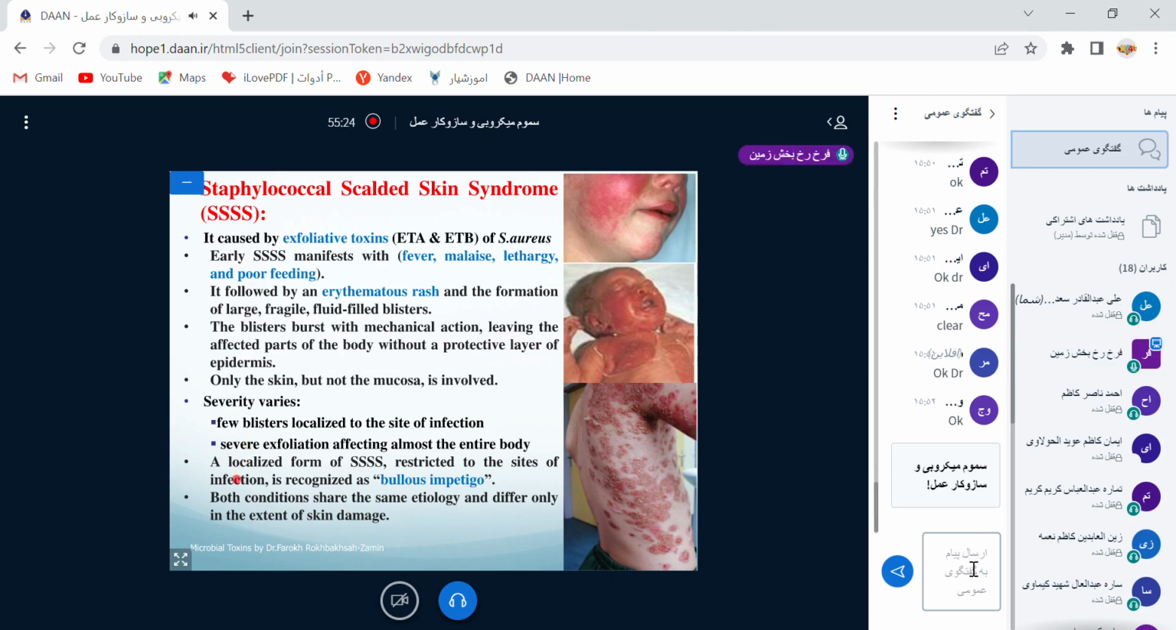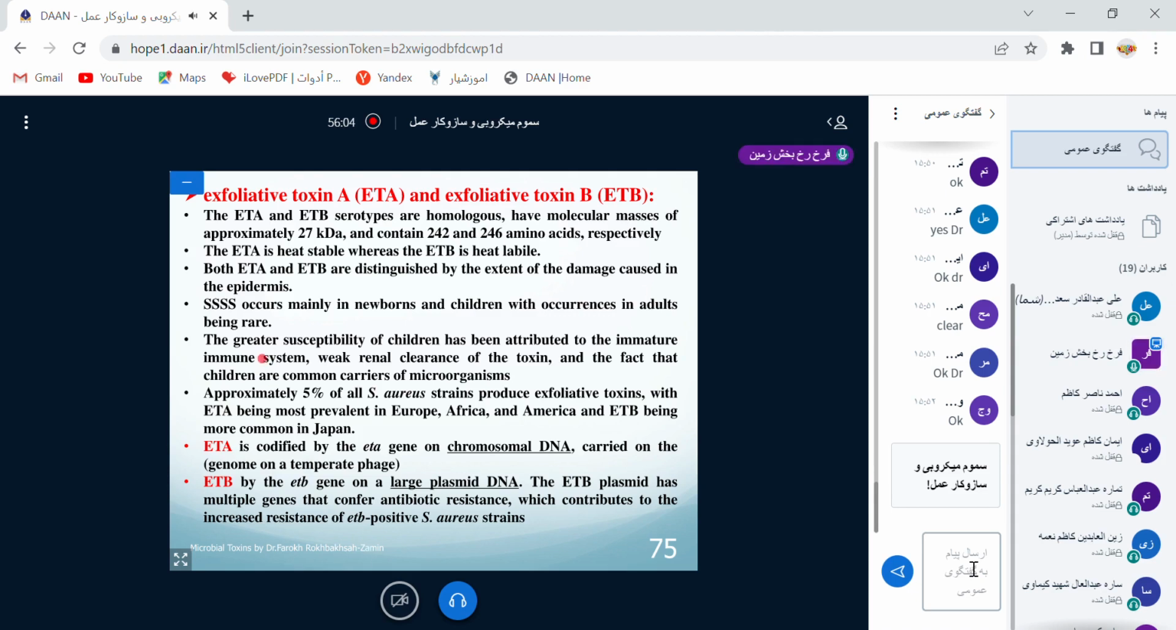A localized form of 4S is restricted to the site of infection. Here it is restricted to only one part of the face. A localized form of 4S restricted to the sites of infection is recognized as bullous impetigo. Both conditions share the same etiology and differ only in the extent of skin damage.